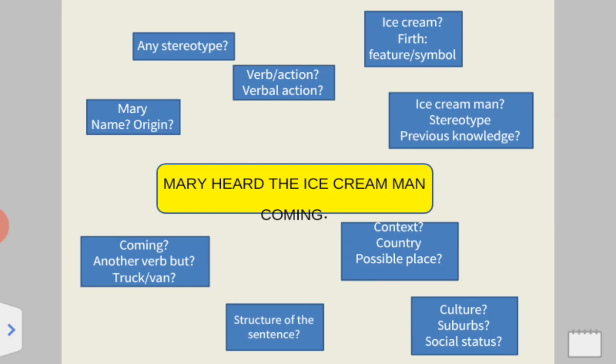First of all, to set the context, we could start thinking of the name that we have here, which is Mary. And if we read the whole mini text, we can infer that Mary is the main character here, the main participant. We have another participant, which is the ice cream man coming, but we'll talk about him later. So Mary, we can think of the name, the origin of the name, and probably it's a very common name in the United States, or probably the United Kingdom, right? But it could have the origin in an English-speaking country.